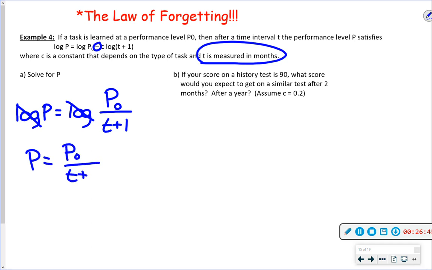Now it looks a little crazy, but did we achieve the goal? Do we have P solved for? Do I have P alone? Yeah, looks weird, but yeah, okay. A lot of variables in it.